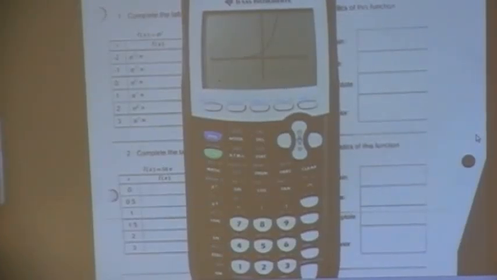Okay, so I know you've got your table filled out, and real quick, what'd you get? This is the first one. This is the exponential e to the x power.